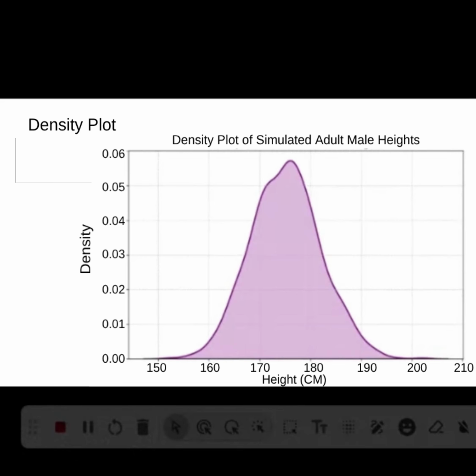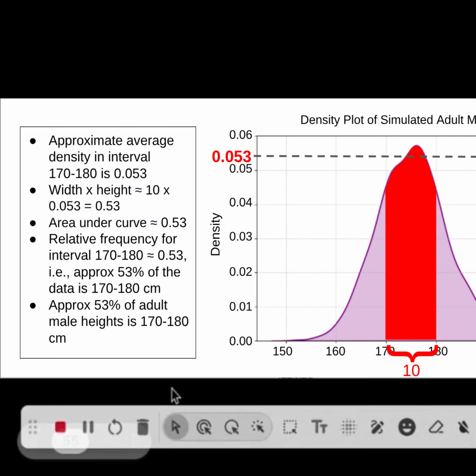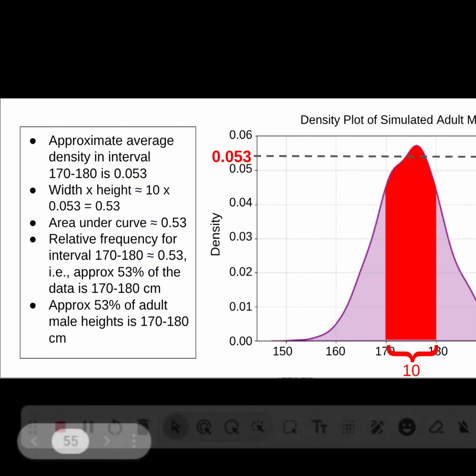Okay, so what is the area under the curve for, say, the interval between 170 and 180? The width here is 180 minus 170 equals 10. The height in this interval is roughly on average 0.053. So the area is equal to 10 times 0.053 equals 0.53, or 53%, which means that a little more than half of the population of adult males is between 170 and 180 centimeters tall.